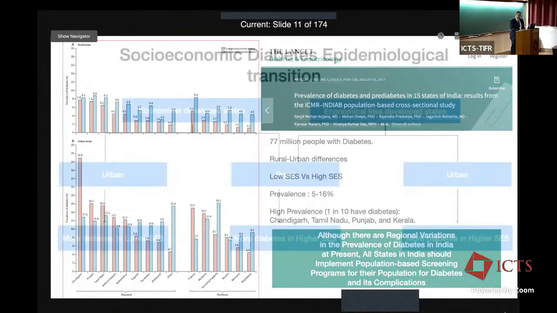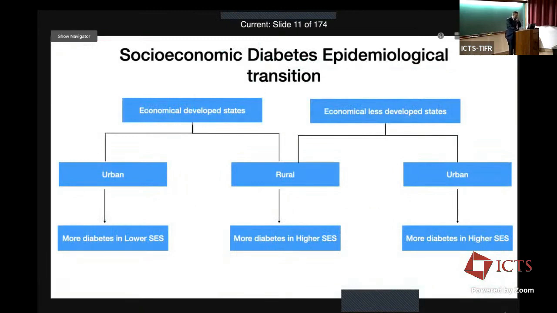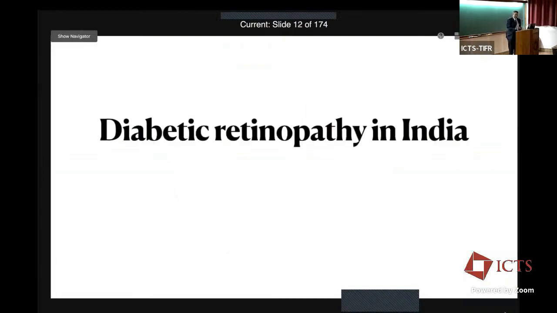One thing which again came out was that there is a socio-economic diabetes epidemiological transition which is happening, meaning that in economically developed states, the urban and rural difference is going. So even in the urban area, we have more diabetes in lower socioeconomic status groups. And in our rural areas, there is more diabetes in higher socioeconomic groups. Previously, we all believed that diabetes is a problem of higher socioeconomic status, but that divide is going. And in less developed states, in the urban area, the prevalence is still more in the higher socioeconomic status.